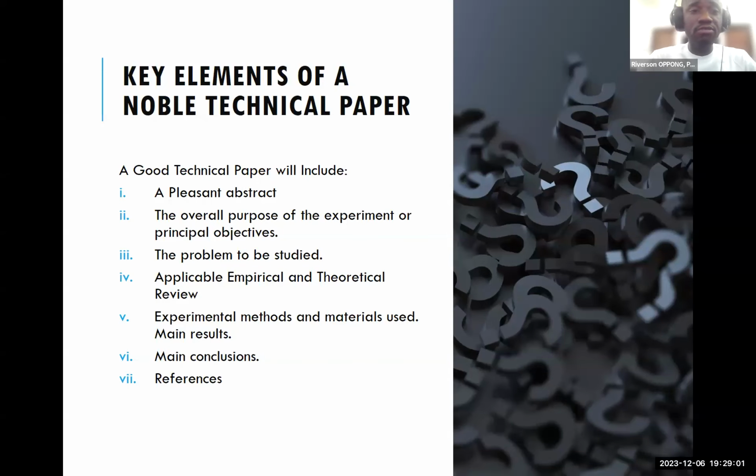So key elements of a noble technical paper. Okay, I'm not saying best here, because the best is very relative. But you have an abstract that is pleasant to read, very straightforward, not beating about the bush. An overall purpose of the experiment or the principal objective. You can have more than one objective, but in a technical paper, don't do more than 2 objectives. Restrict yourself to 1 if you can.